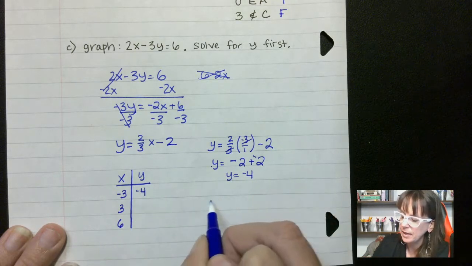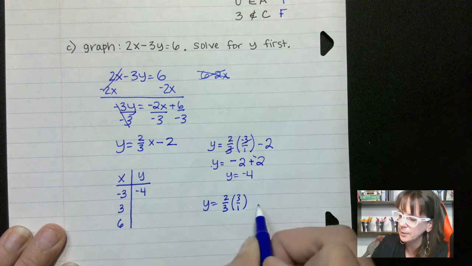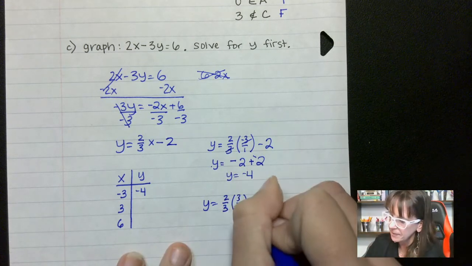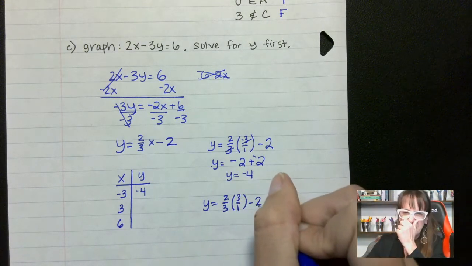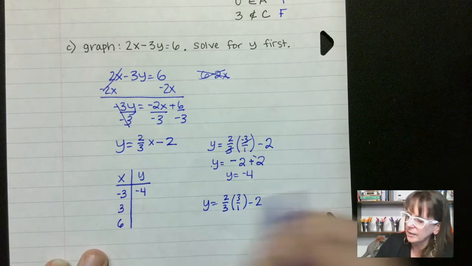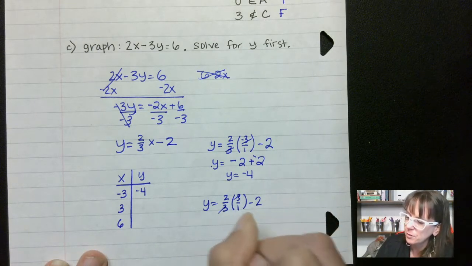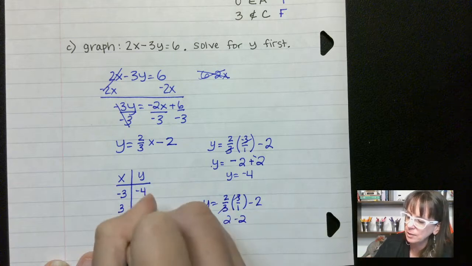Okay, so then we have y equals 2 over 3 times 3 over 1, because now I'm doing this 3 here, and minus 2. Oh, my nose itches. Oh, allergy season. All right, cancel out our 3's. We get 2. So 2 minus 2, which is 0.